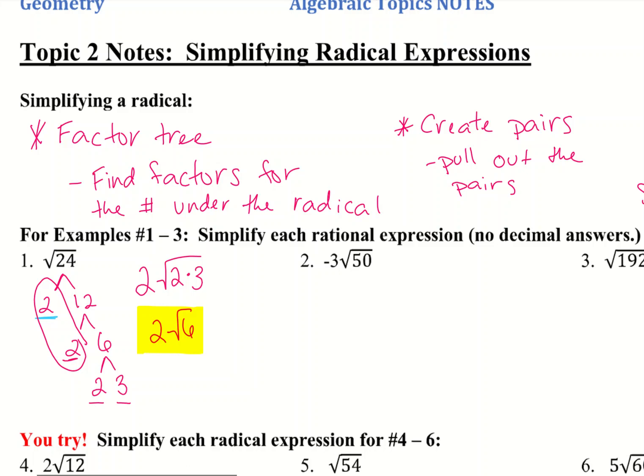Okay, let's try another one. So this negative 3 out front, we want to make sure we remember that at the end, but we're still going to start with our factor tree. So 50, let's see, we have 5 and 10, 5's a prime number, 10, 5 and 2, and we can't simplify those numbers any further down. Alright, so now I'm going to try and find a pair. We have a pair of 5's. So we're going to pull out 5's and leave the 2. So pull out the 5 and leave the 2 underneath.